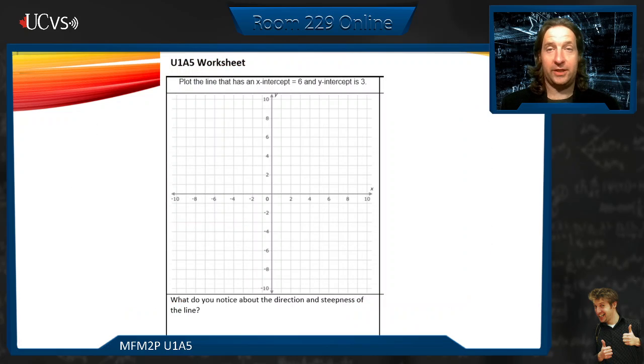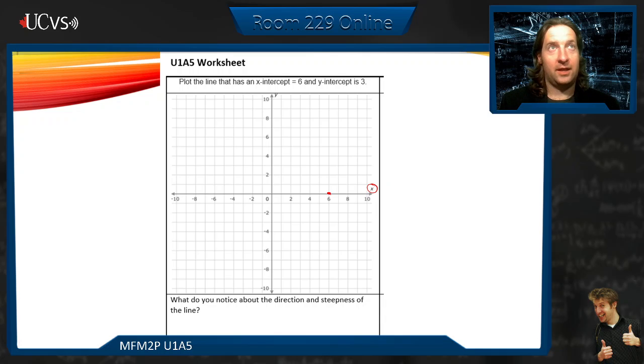So that's what you're going to be doing in your assignment. Basically, it tells you what to do. So let's do the first one together. It says plot the line that has an x-intercept of 6. So let's think about that. What does that mean? X-intercept of 6, intercepting the x-axis at 6. So let's put a dot there. Remember, this is my x-axis. So I'm going to put a dot right there.